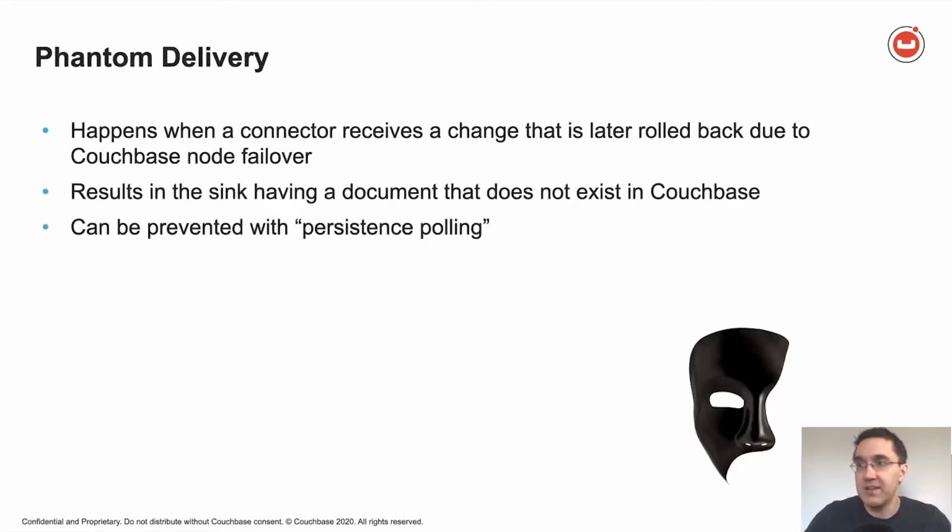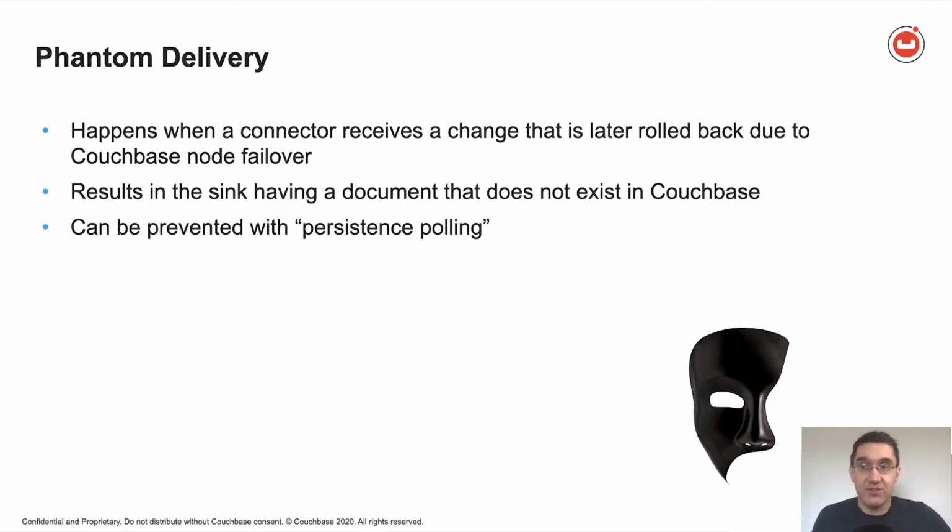phantom delivery. So to give the very best performance, Couchbase server sends DCP notifications as soon as a change is processed in memory. This happens before the change is sent to the replicas or persisted to disk. When a replica is promoted after a failover, it might not have the most recent changes from the primary instance of the partition. These missing changes are said to have been rolled back.